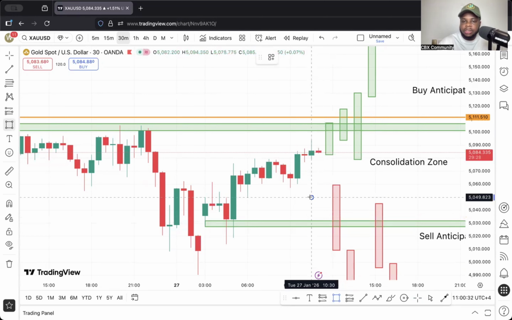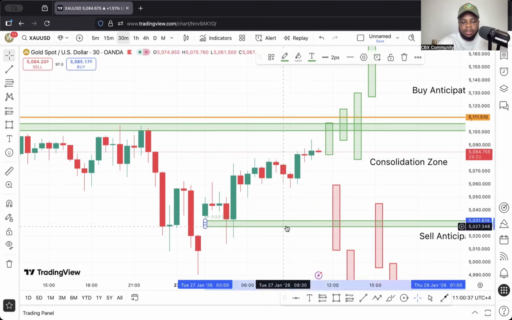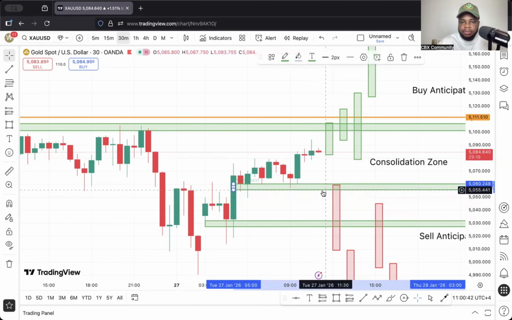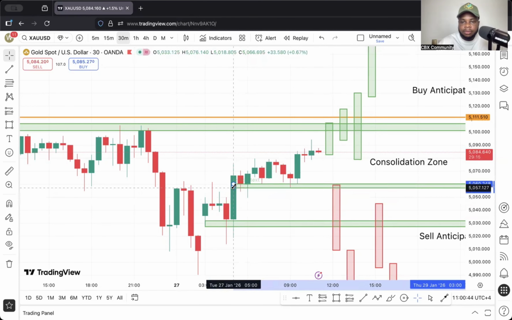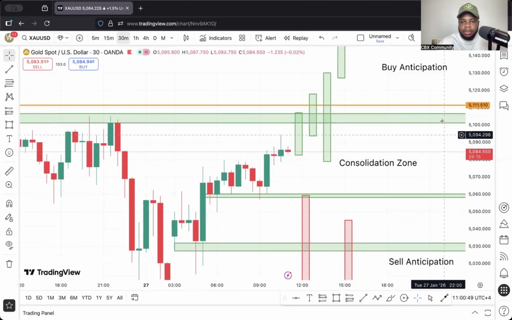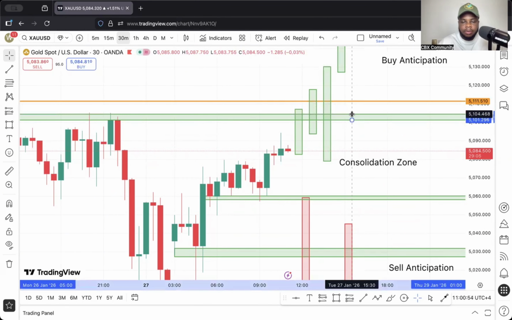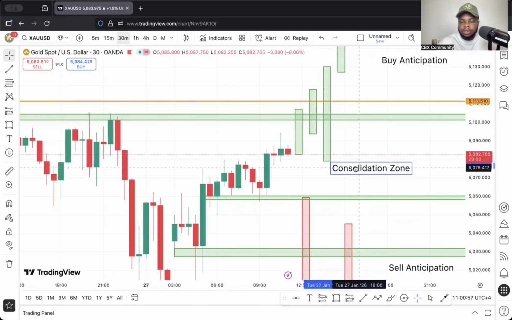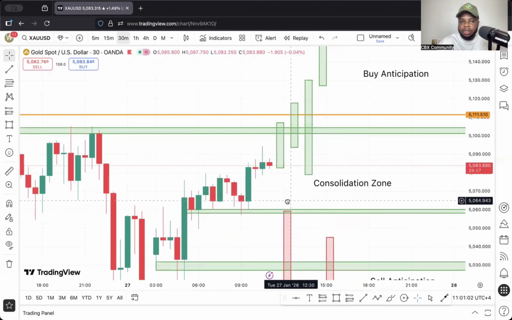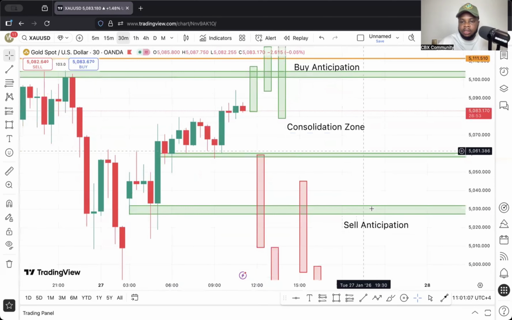So let's adjust this recent support. Let's just copy it. Our recent support is here. Then this is our recent resistance. So this is a consolidation zone. From this resistance zone down to this support zone is being considered as a consolidation zone. So our buy anticipation is here, and then our sell anticipation is here.